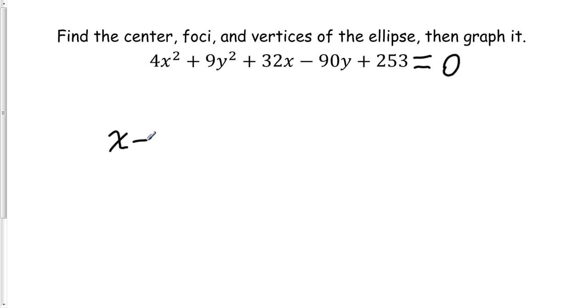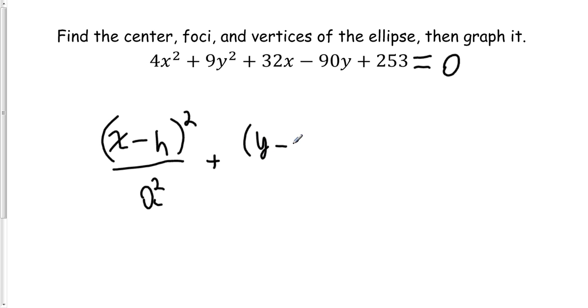x minus h squared over a squared plus y minus k squared over b squared is equal to 1. We want to put it in this form.